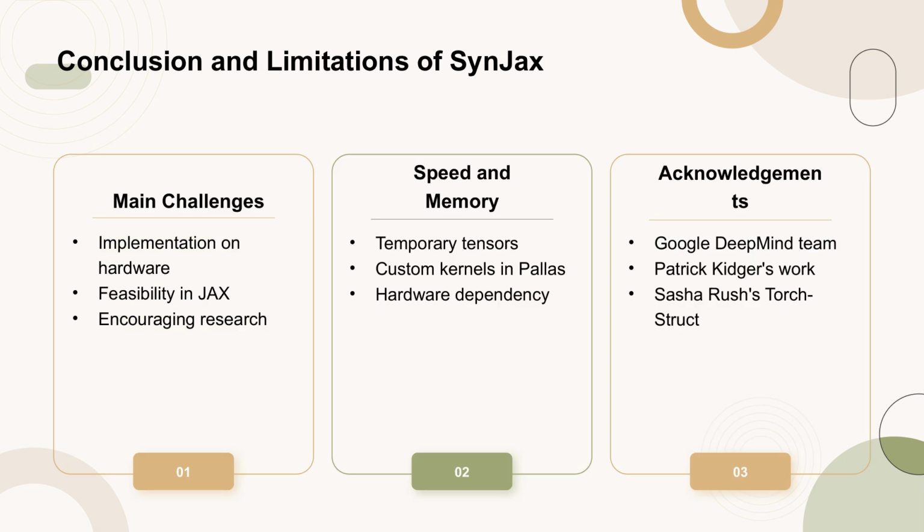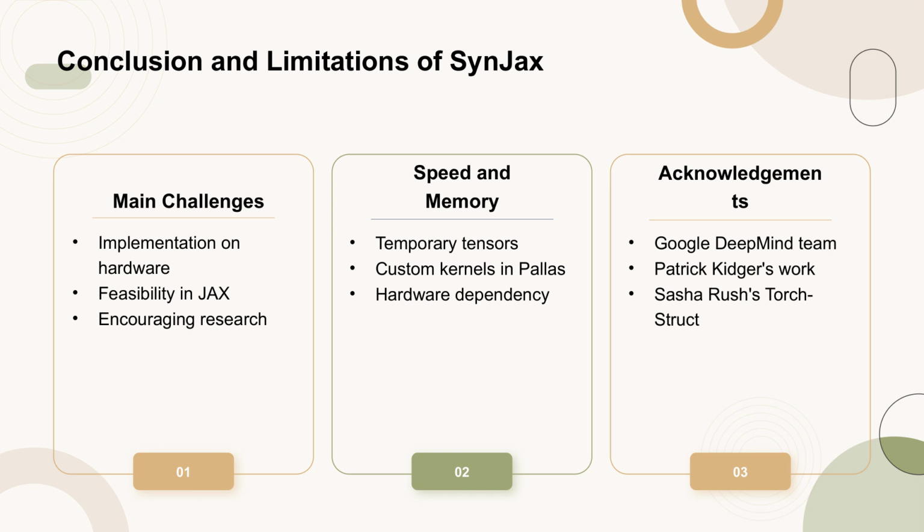SynJax addresses the challenge of implementing deep neural models on modern hardware accelerators, making large-scale training of structured models feasible and easy in JAX. This development is hoped to encourage research into alternatives to autoregressive modeling of structured data. However, SynJax still faces limitations in speed and memory usage, particularly due to the use of large temporary tensors and dynamic programming algorithms. Potential optimizations include custom kernels written in Pallas and leveraging specialized hardware for certain operations.